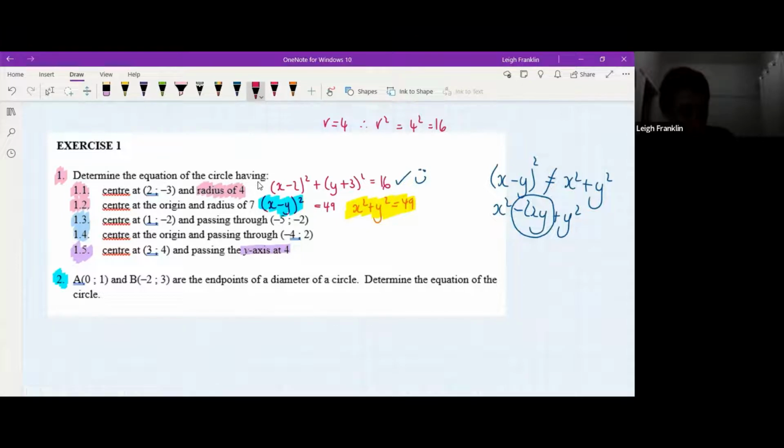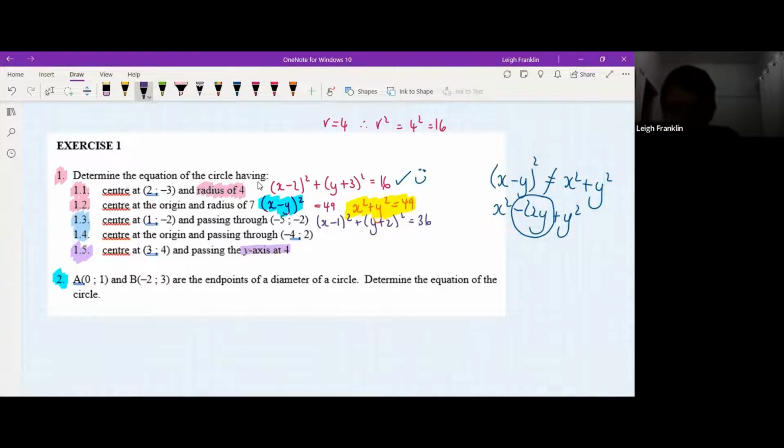All right, then in question 1.3, I'll share my answer with you and you tell me whether you got this. I got (x - 1)² + (y + 2)² = 36. That's what I got. Do you agree? Anyone get a different answer? No, ma'am, that's what I got. Is that what you got as well?